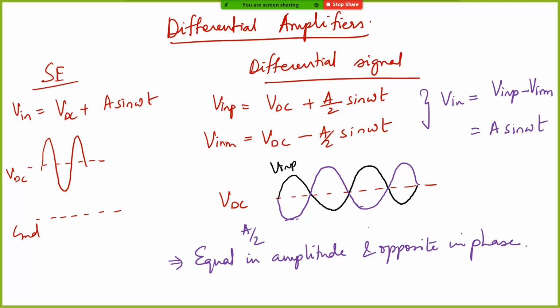So this is what we call differential signals. The same signal Vin, forgetting about the DC component, the AC component is expressed as two signals which are equal in amplitude, but opposite in phase, or 180 degrees out of phase. And the effective differential signal is defined as the difference between the two signals. Now, why do we go for differential signals? What is the advantage?